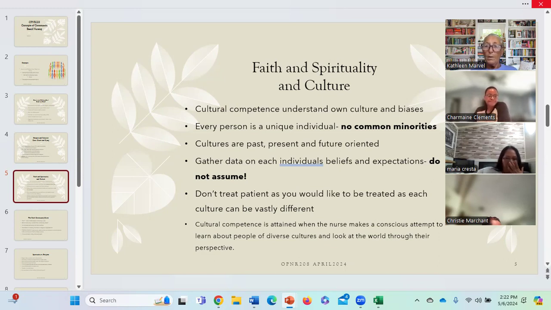All right. So as we work through our nursing profession to attain cultural competence, when we finally can attain our cultural competence, we are making a conscious attempt to learn about people from all different cultures. And most importantly, we're looking at their worldview through their eyes.